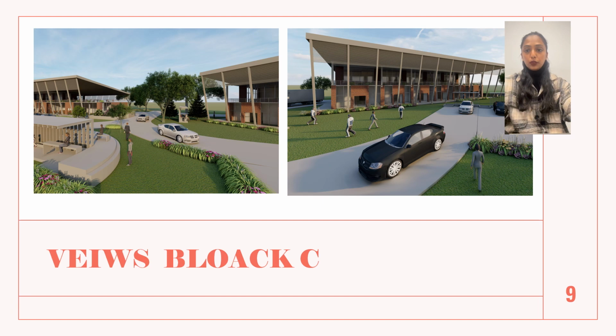Now you can see the view of Block C. Block C has retail shops on the ground floor and office spaces on the first floor. Like you can see here, there is an outdoor sitting area, and there are communal spaces where people can sit. Even next to the parking, there is a sitting area. If somebody wants to sit and do certain things, it can be done.